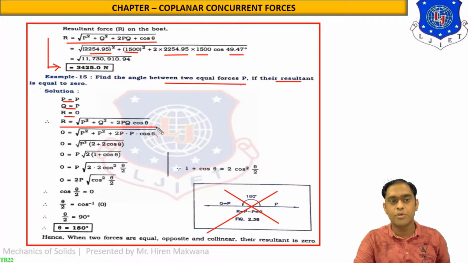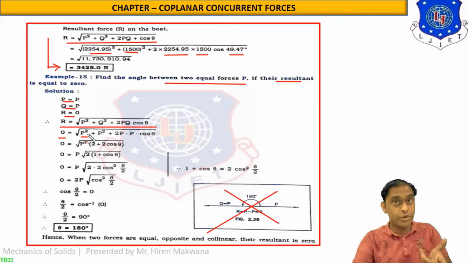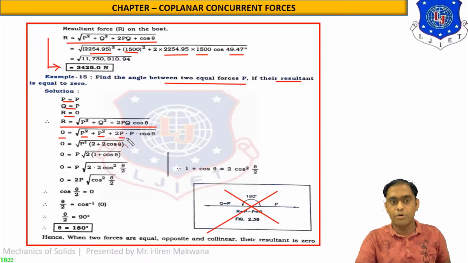What is the formula? R equal to under root of P square plus Q square plus 2PQ cos theta. What is given? R equal to 0, P square equal to P square. Now Q is also P, so Q square equal to P square. Again P equal to P, Q equal to P, theta will be as it is. So P square will be common out from this equation and you will get 2 plus 2 cos theta. 2 is also common out. P square root will be P and the answer is 1 plus cos theta in the bracket.